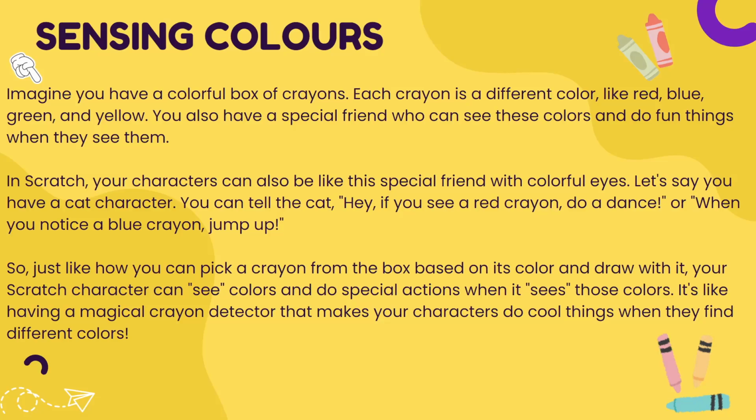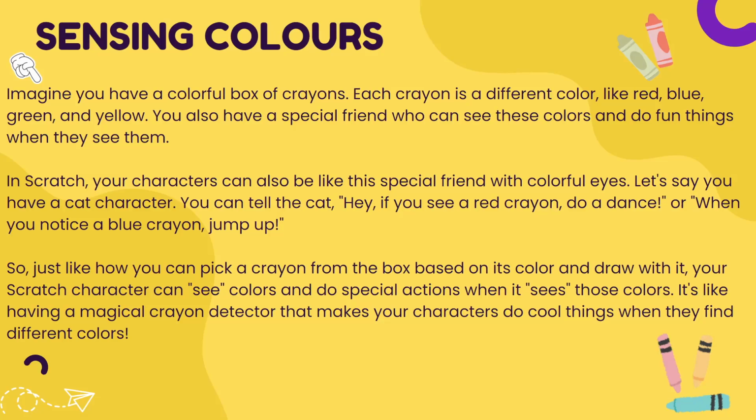So imagine you have a colorful box of crayons. Each crayon is a different color, like red, blue, green and yellow. You also have a special friend who can see this and do fun things when they see them. So in Scratch, your characters can also be like your special friends with colorful eyes. So let's say: if you see a red crayon, do a dance. When you notice a blue crayon, jump up. So you're saying that if your sprite is touching a specific color, then what should happen? You make your sprite do something.